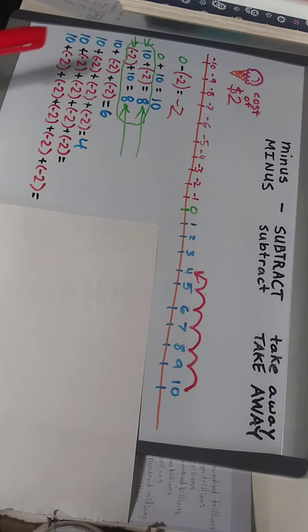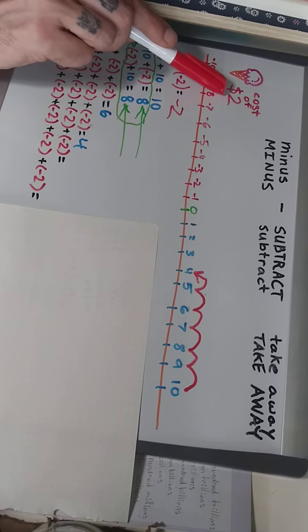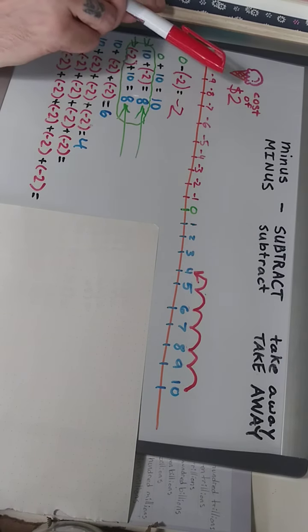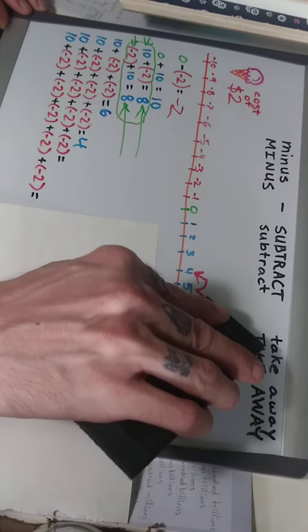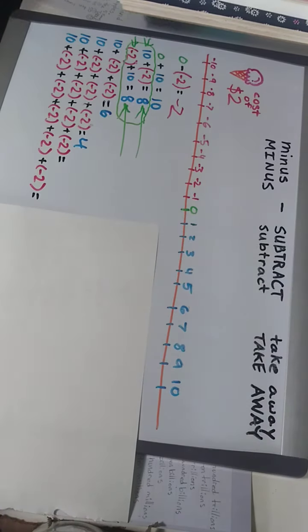And then here we have 10 plus negative 2 plus negative 2 plus negative 2 plus negative 2. Because here we have $10 and we want 4 ice creams, and we know they each cost $2. So we're representing the cost of that $2 ice cream with a negative 2 number. So 10 plus negative 2 is going to be 8 again, but we're not stopping there. That's just for 1 ice cream.